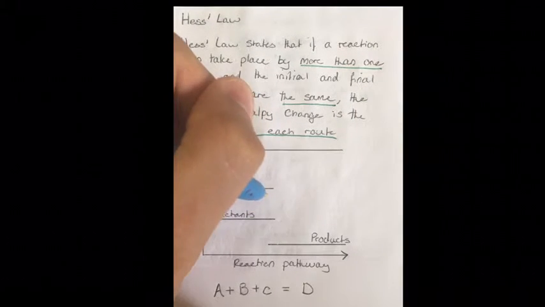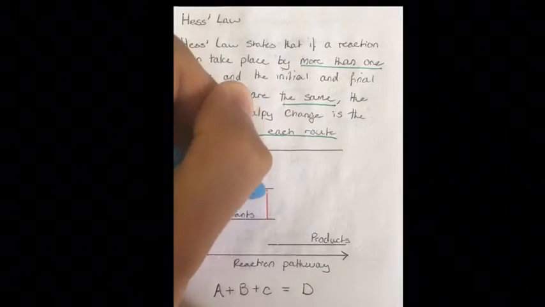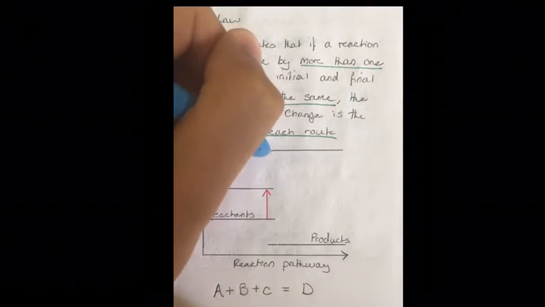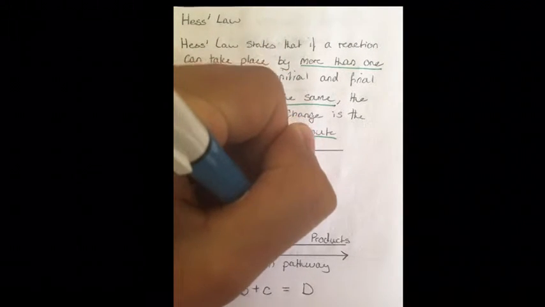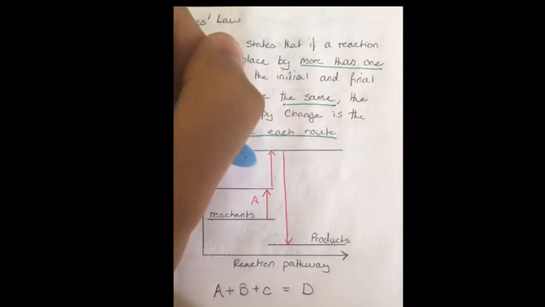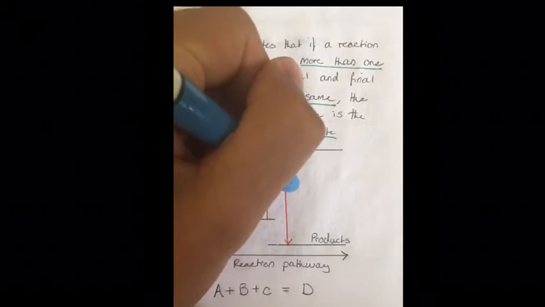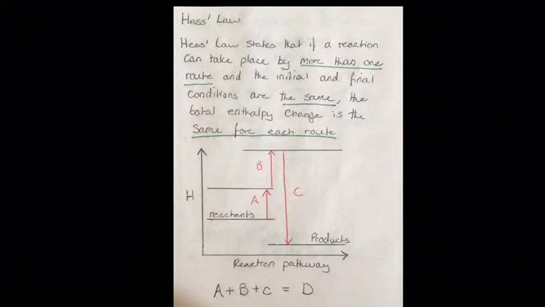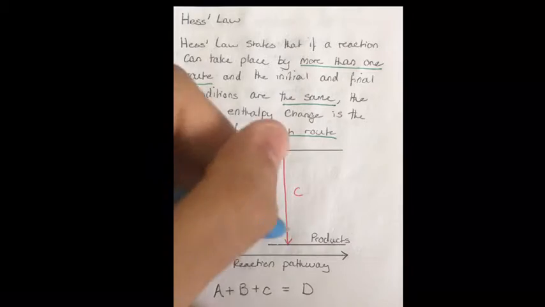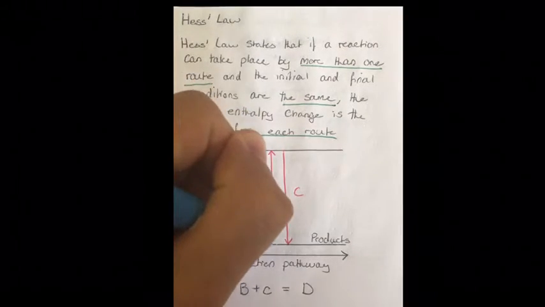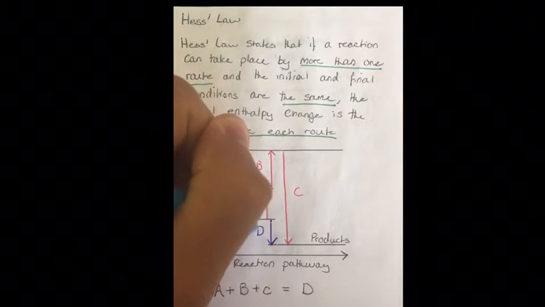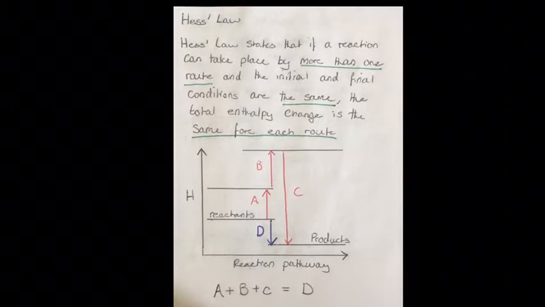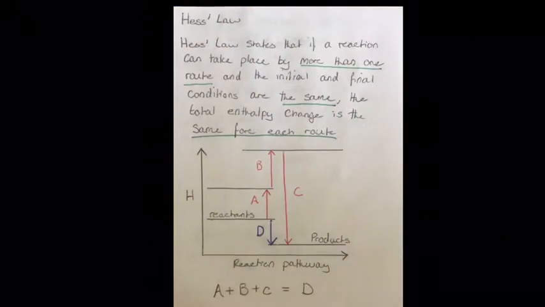Consider the enthalpy profile shown below. There are two different ways to get from the reactants to the products. We can either go via the intermediates on the path shown in red, and we'll label the enthalpy changes on this three-stepped path A, B, and C. Or we can go straight from the reactants to the products. We'll label this on the blue path an enthalpy change of D. Hess's law states that A, B, and C added together are equal to D.